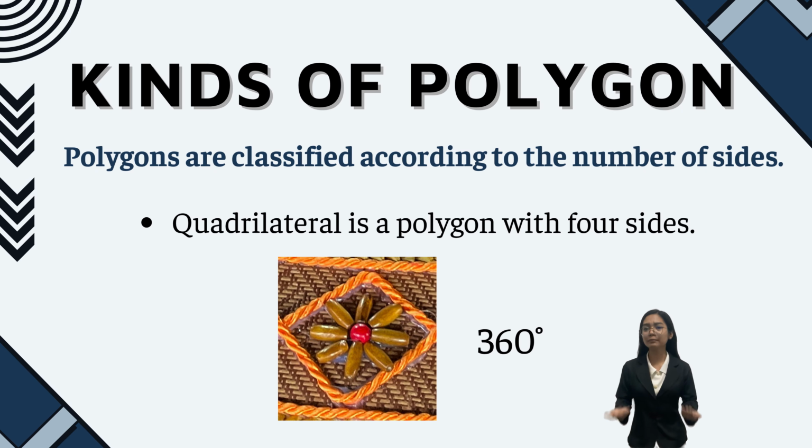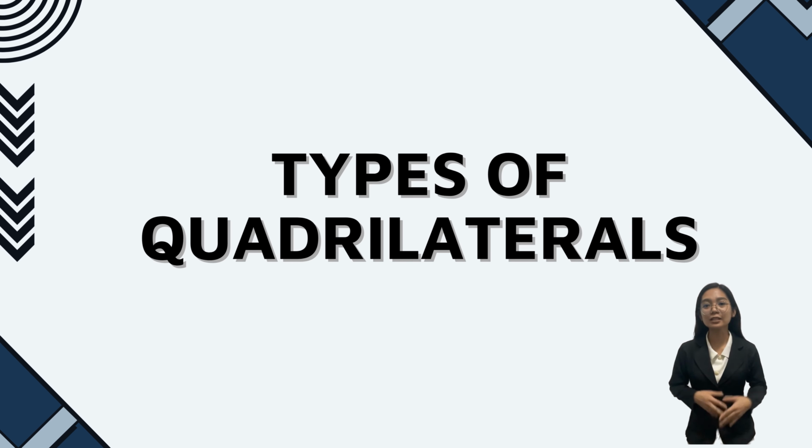Class, let's move to a polygon with 4 sides. What do we call them? Correct, quadrilaterals. The total of their angles is always 360 degrees. Who can name something quadrilateral shape you can see every day, class? Correct, a book.